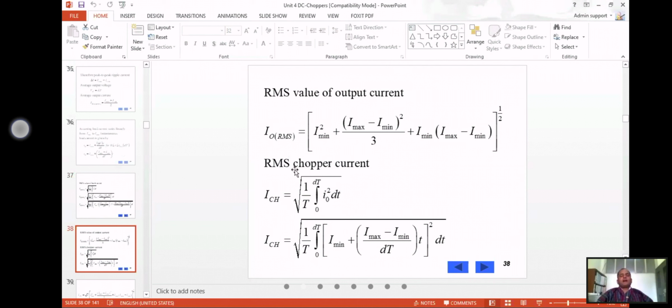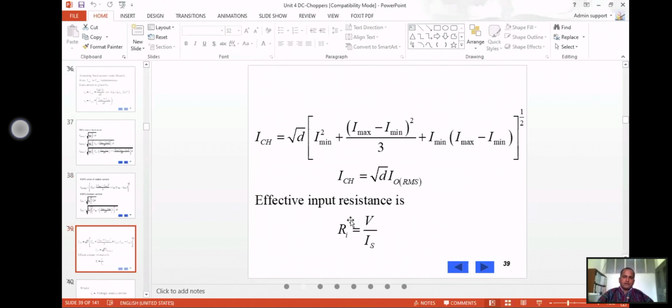We can even find out the RMS chopper current, which is equal to the square root of 1 by T integral from 0 to DT of I naught square dt. So you'll get the RMS chopper current also. So the chopper current ICH is equal to root of D times the RMS output current, the root of the duty cycle into the RMS current.